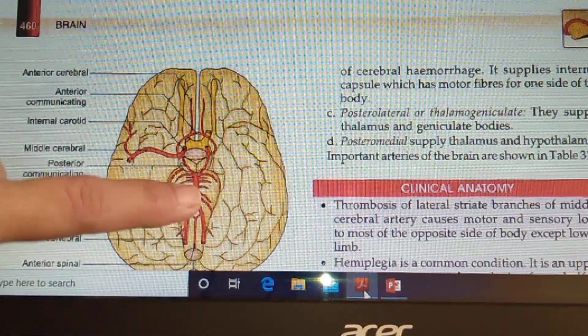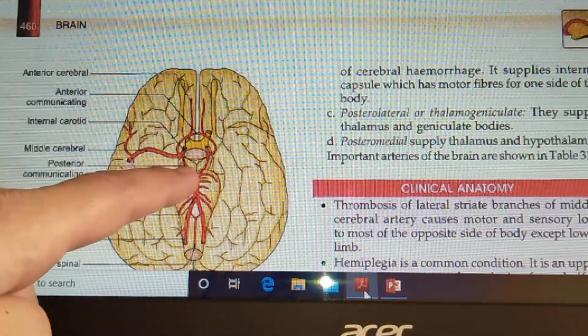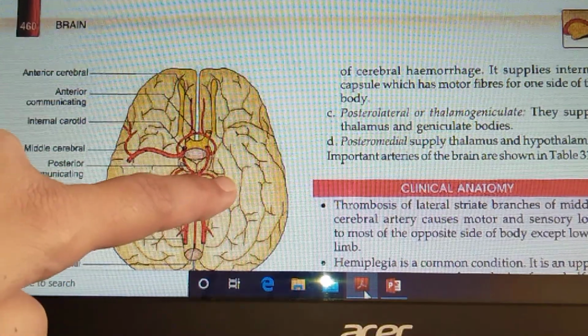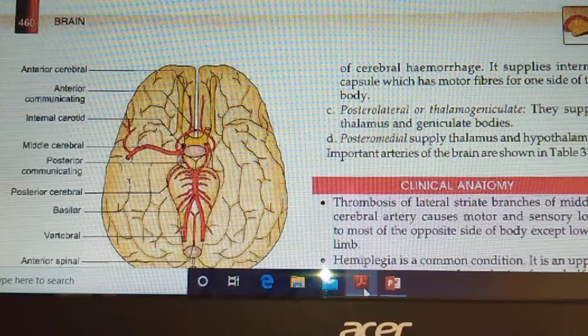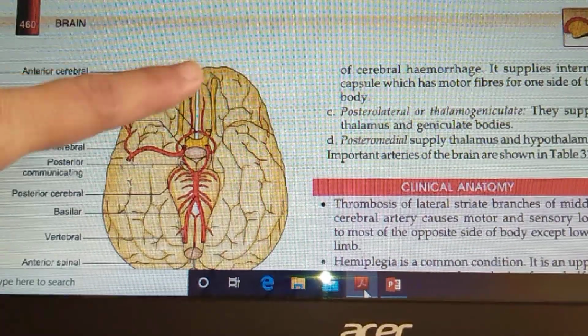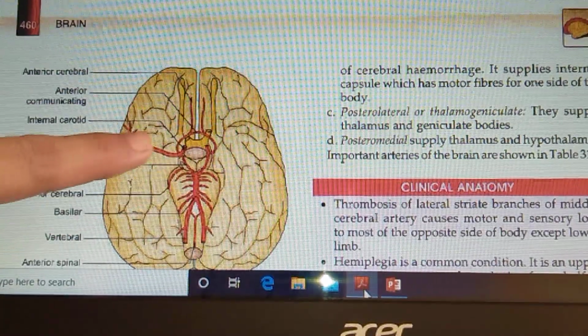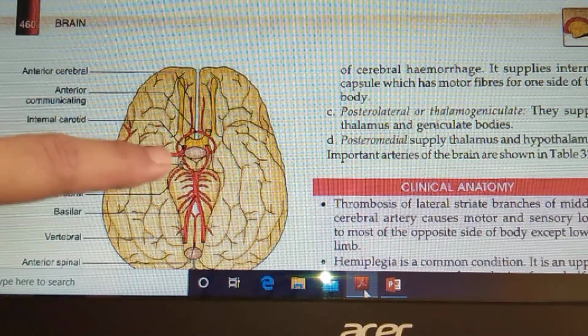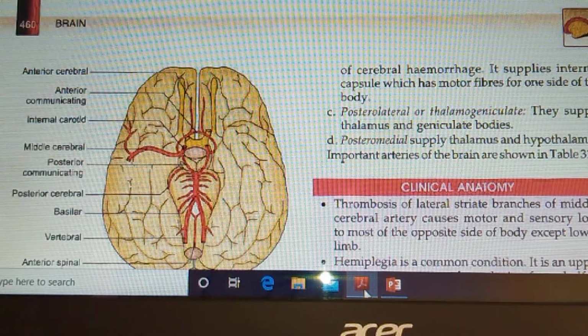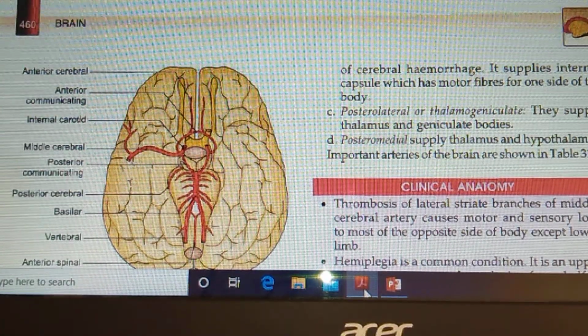You know, this is the basilar artery, dividing into two posterior cerebral arteries, and just now we have seen the two branches of the internal carotid. This is the anterior cerebral and this is the middle cerebral. So all these branches together are forming the circle of Willis.